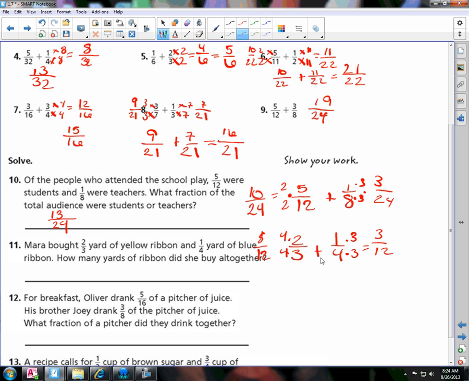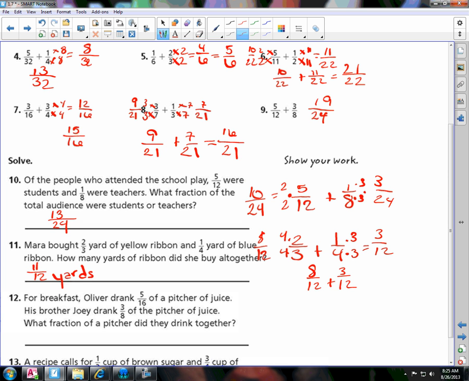So now I'm adding 8 12ths plus 3 12ths. Remember, all I have to do is add straight across once I have that common denominator, so I get 11 12ths. And then I need to label my units, 11 12ths of a yard. Okay, she's got 11 12ths of a yard.